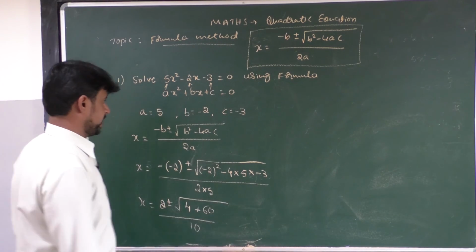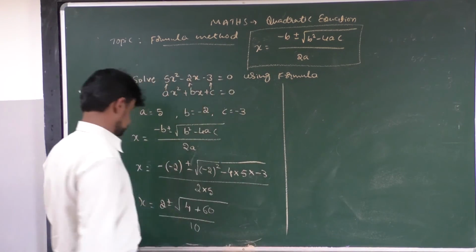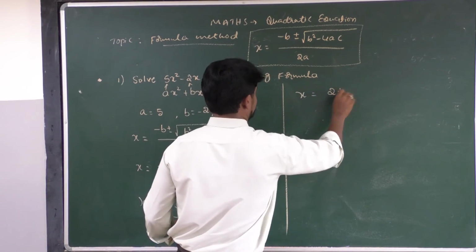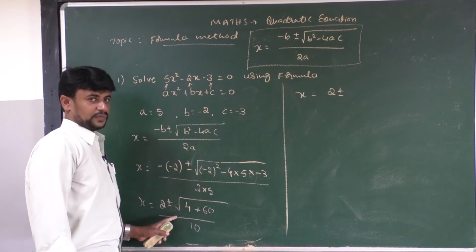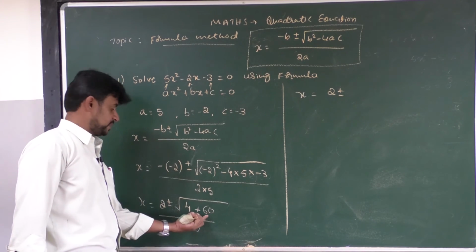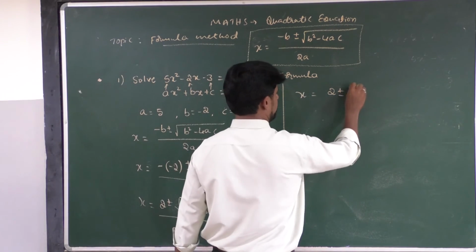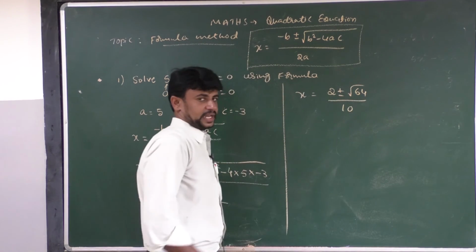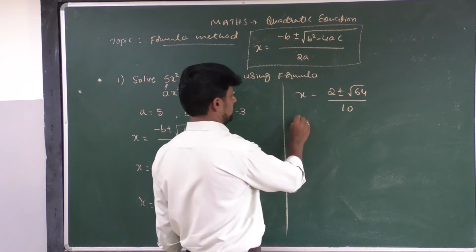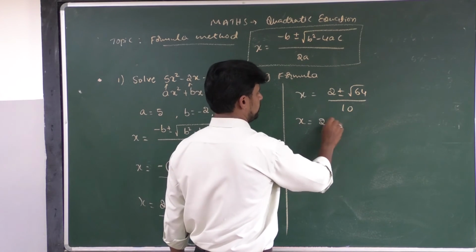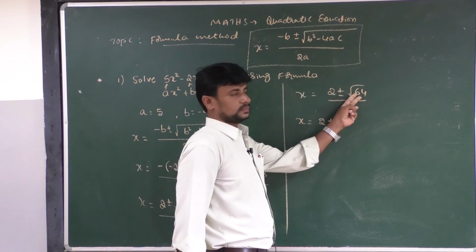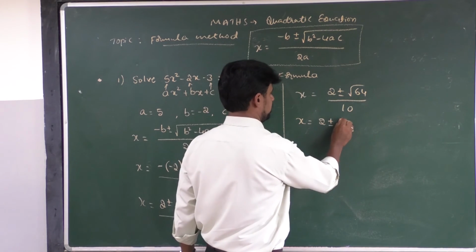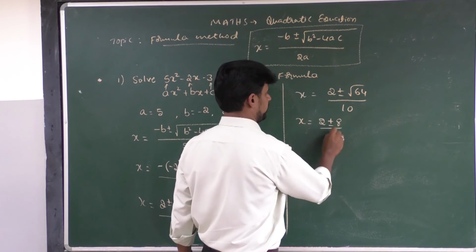Okay. Next, x is equal to 2 plus or minus, write as it is. Then afterwards you have to add these two numbers, 60 plus 4, 64, square root of 64 divided by 10 is there, write as it is. Okay. And next step is x is equal to 2 plus or minus, you have to take the square root of 64. What is the square root of 64? 8 is the square root of 64, divided by 10.